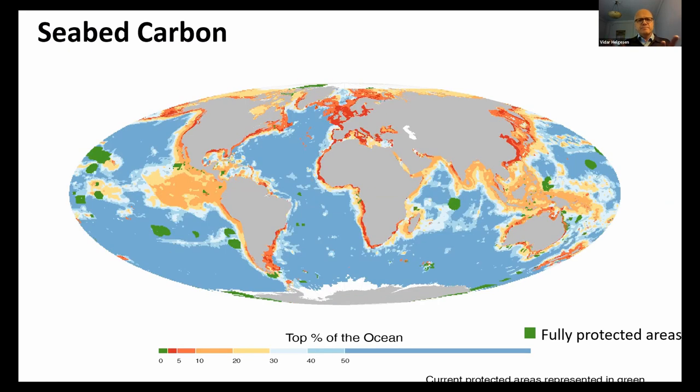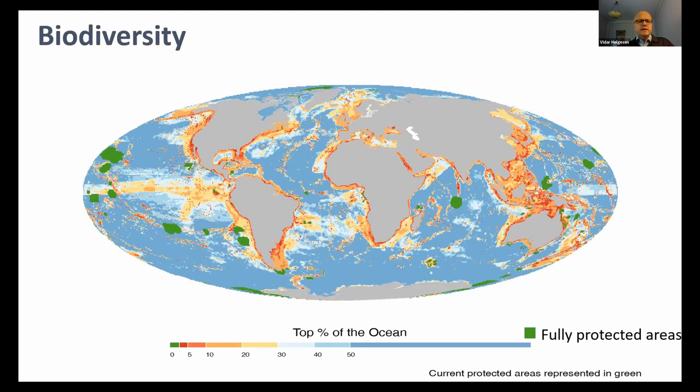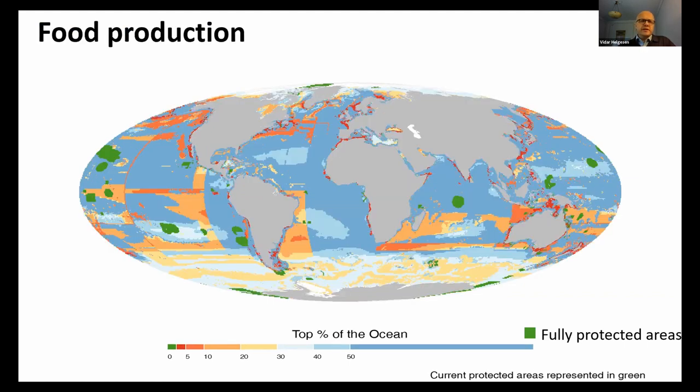And interestingly, they've done this map globally of where the critical areas for protecting the seafloor in terms of carbon sediments would be. They also looked at biodiversity and the need for us to identify the areas where biodiversity protection is most critical. And similarly, in terms of food production, where can we protect ocean territory that would give the biggest yields, the biggest benefits in terms of food production?